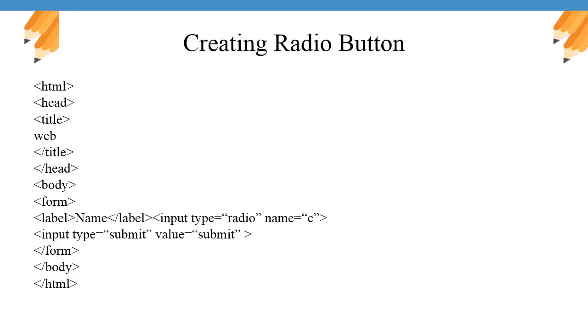Now I'm explaining how to create radio buttons. Here radio buttons are also created by using the input tag. Input type equal to radio, then radio buttons are created. Radio buttons are used to select only one radio button at a time. The name attribute is also optional for radio buttons. If the name is equal to C or any value, using this name we identify the radio buttons. Name is optional, we may mention it or not.